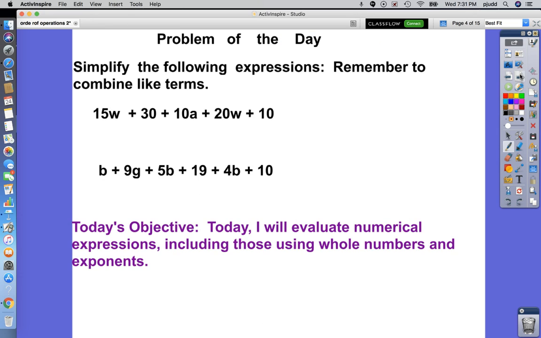So now, let's go down to the problem of the day. You're going to simplify the following expressions. Remember to combine like terms. The substitute is going to time you for 3 minutes to both simplify these 2 expressions and write your objective for today. So go ahead and set the timer, or just time from the clock, and begin now.